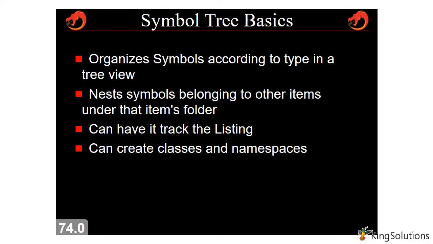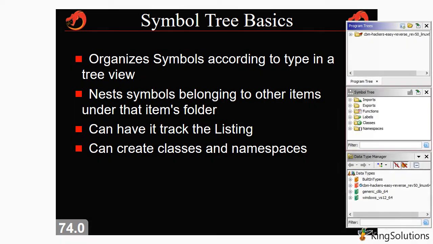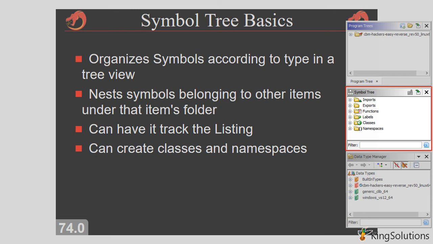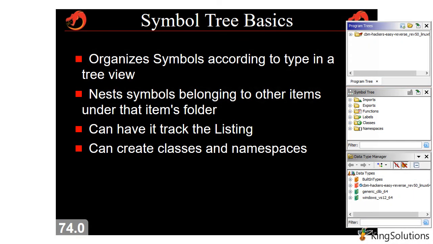Symbol tree basics. A symbol tree organizes symbols according to type, in a tree view. It nests symbols belonging to other items under that item's folder. You can also have it track the listing and create classes and namespaces. To open the symbol tree window, go to Window, Symbol Tree. Note, the symbol tree window is generally open by default, and located in the main Windows left-hand pane.